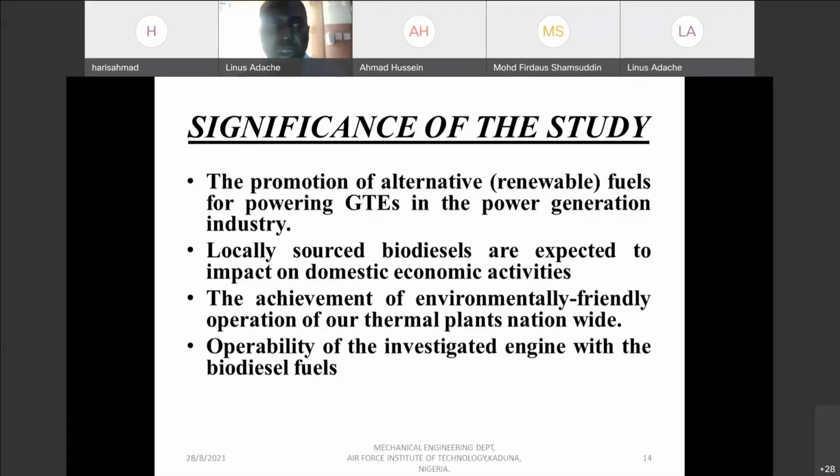Significance of the study. One, the promotion of alternative renewable fuel for powering gas turbines in the power generation industry. Locally sourced biodiesel is expected to impact domestic economic activities.